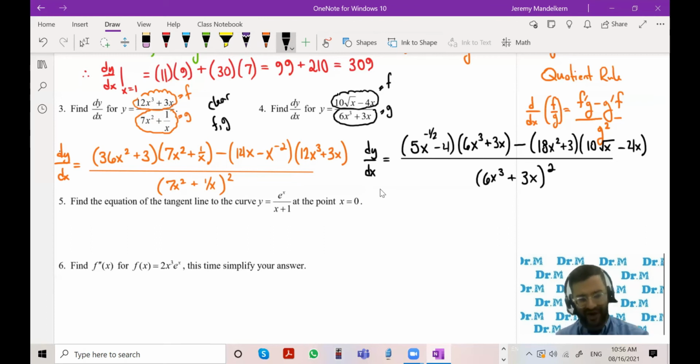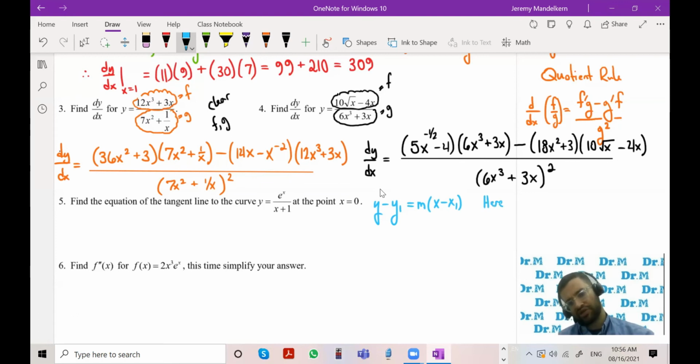Let's try number 5. It reads, find the equation of the tangent line to the curve given at the point x is 0. It's always helpful to write the point slope form, provided that the tangent line is not vertical. This would be a good blueprint written in the blue color. Look at that, for the equation of the tangent line.